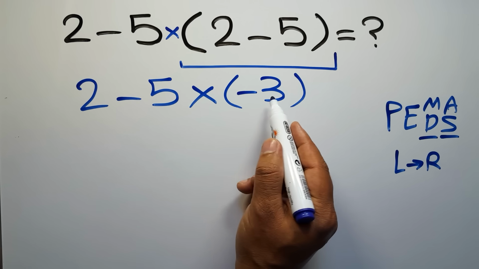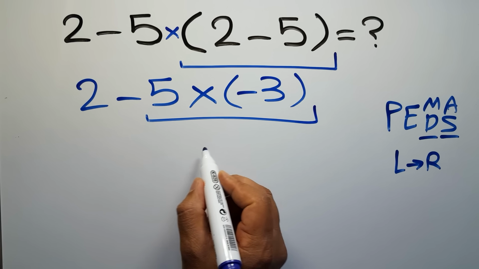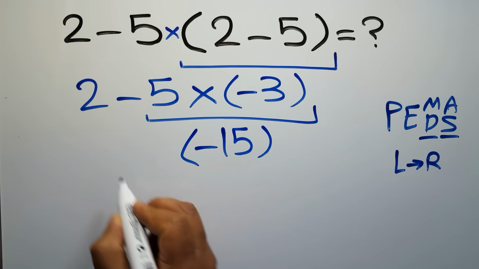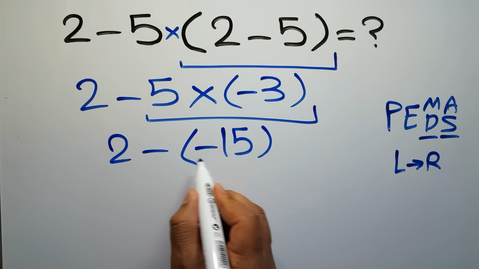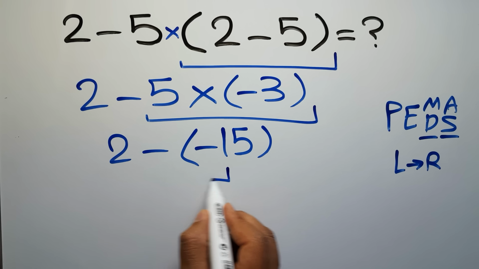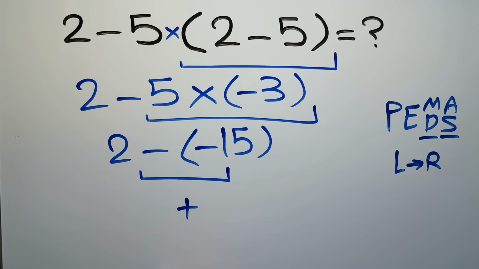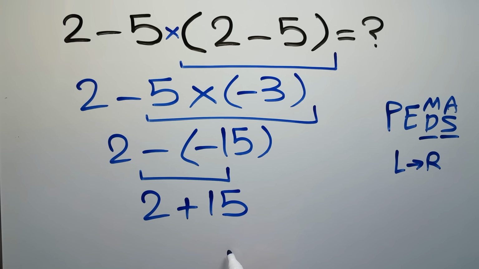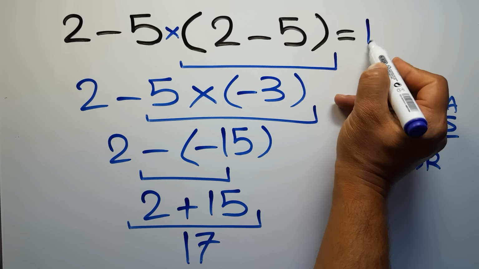5 times negative 3 gives us negative 15. So we have 2 minus negative 15. Now negative times negative gives us positive. So we have 2 plus 15. 2 plus 15 equals 17. And this is our final answer to this problem. The correct answer is 17.